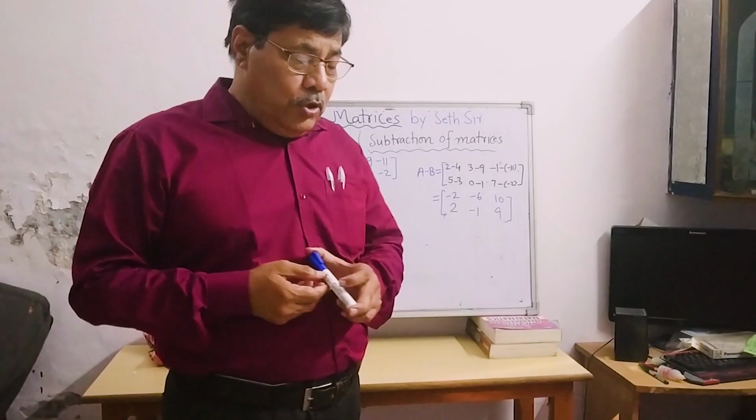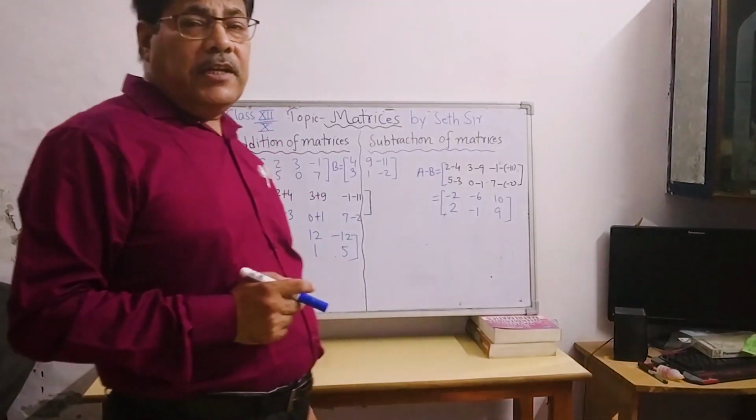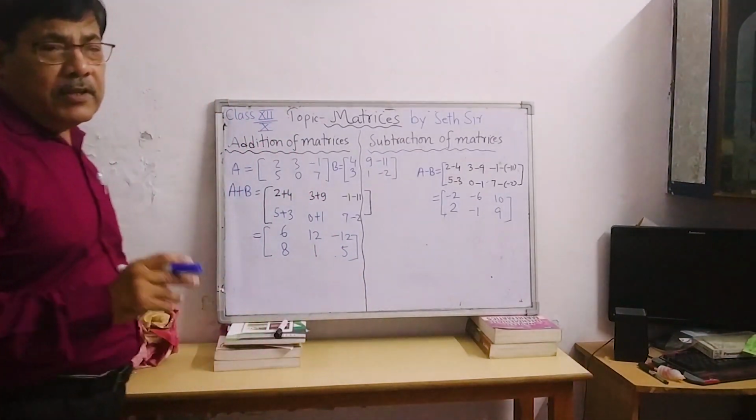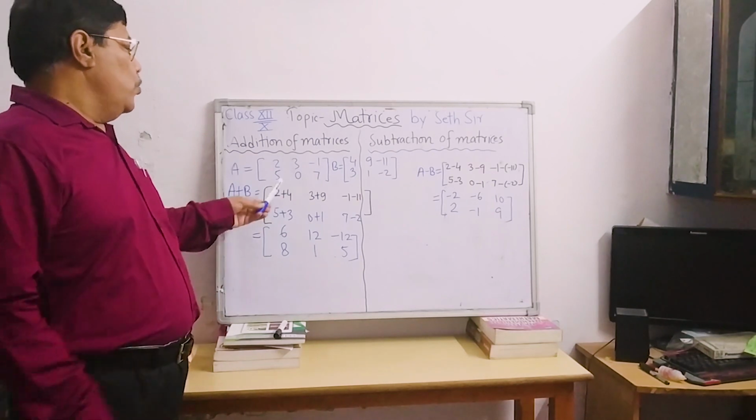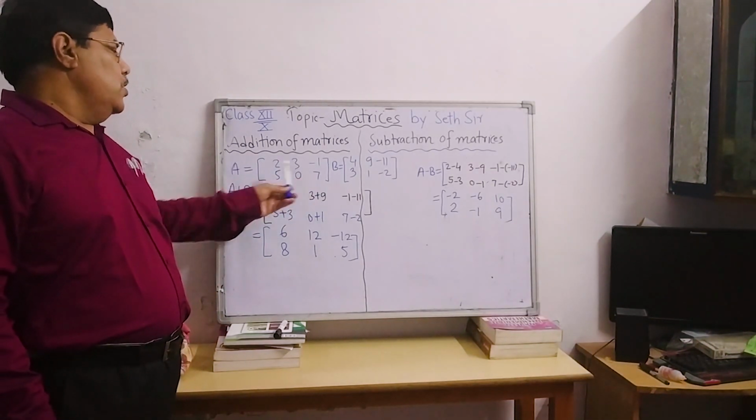Now I am going to tell you how you will multiply. Okay? Is this clear to you? Okay, once again I am repeating it. Two matrices are given to you. A is this much, B is this much. You have to add them.